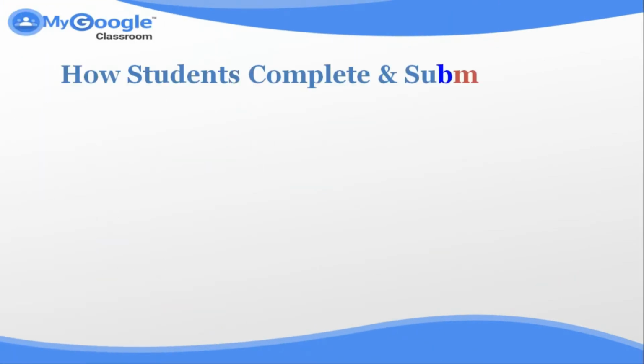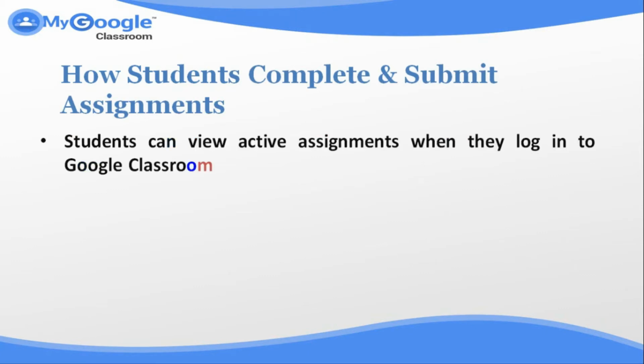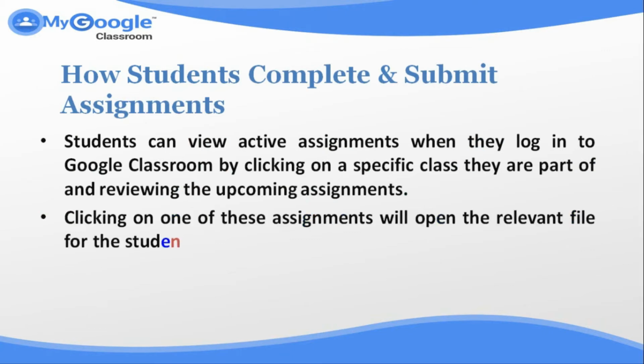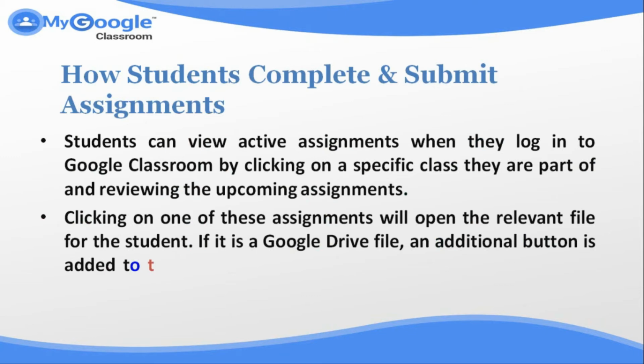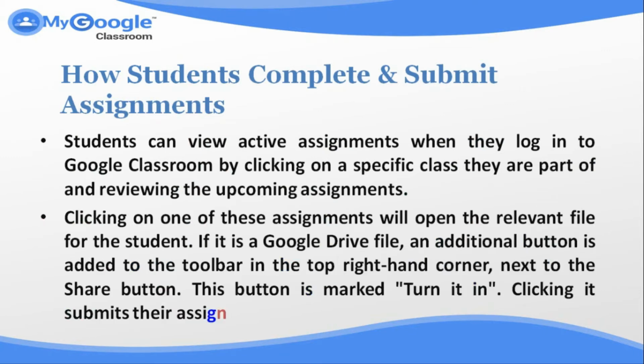How students complete and submit assignments. Students can view active assignments when they log into Google Classroom by clicking on a specific class they are part of and reviewing the upcoming assignments. Clicking on one of these assignments will open the relevant file for the student. If it is a Google Drive file, an additional button is added to the toolbar in the top right-hand corner next to the Share button. This button is marked Turn It In. Clicking it submits their assignment to the teacher.